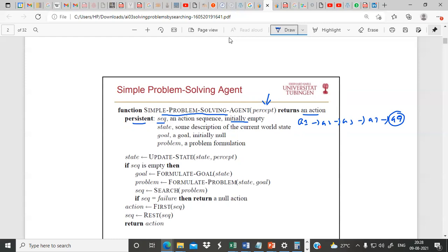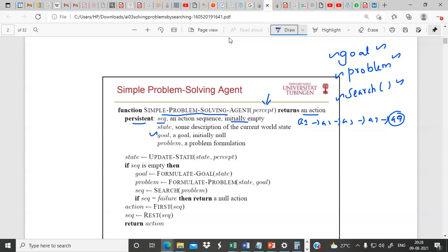Because previously, if you recall, when you solve a problem, what are the things we have to formulate? In the previous slide, we have to formulate the goal, then we have to formulate the problem, then we have to call a search algorithm, which will provide a solution for this problem. So these are the steps. So now this algorithm is going to formulate the goal, and also it is going to formulate the problem, and also it is going to call the search algorithm to solve the problem, right? So everything we are going to formulate here.